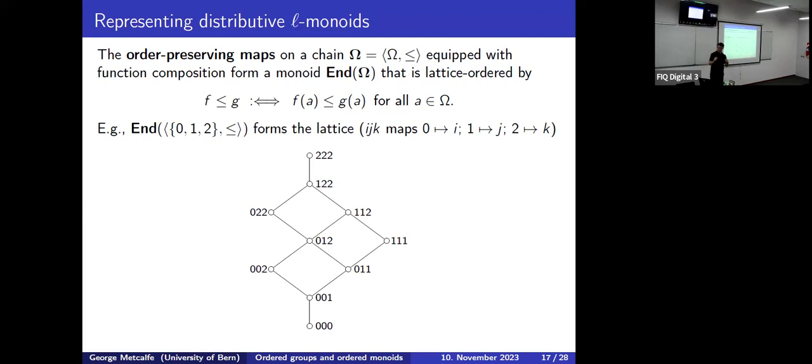So what I've done is I've written ijk to denote that 0 is mapped to i, 1 to j, and 2 to k. And of course, there's a restriction. It's not any maps. They have to be order preserving. The bottom element of the lattice sends everything to 0. The top element of the lattice sends everything to 2.